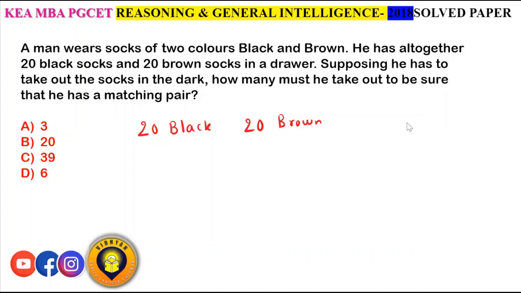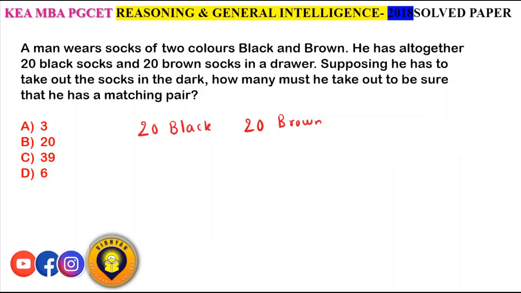See, suppose he picks two socks, there is a possibility that there can be one black and one brown. It can be two blacks also, it can be two browns also, but it can be one black and one brown also. So if you pick two socks, it is not 100% sure that the picked socks are a matching pair.